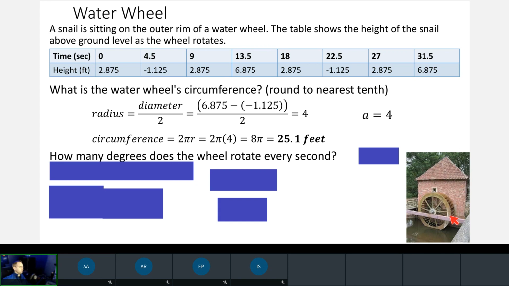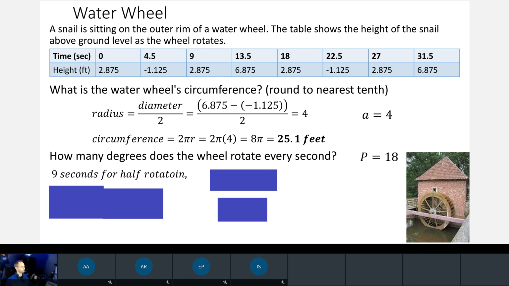Why is it 20 though? Oh, you just did 360 divided by 18, and it gives you 20. Yeah, it's actually a good reasoning too. Why didn't I think of that? So Antonio said that the period was 18. So yeah, we could use the fact that it's 18 seconds for 360 degrees.